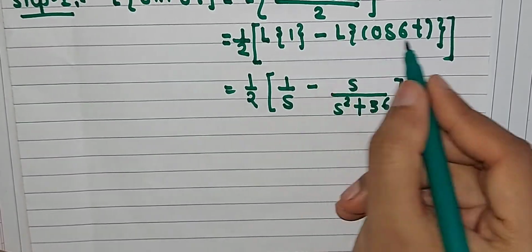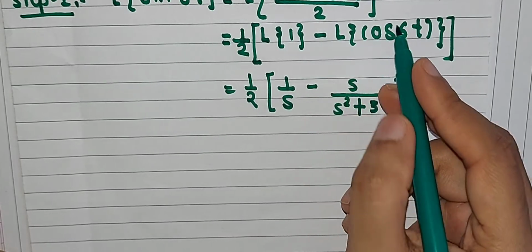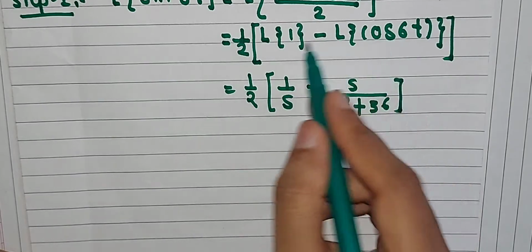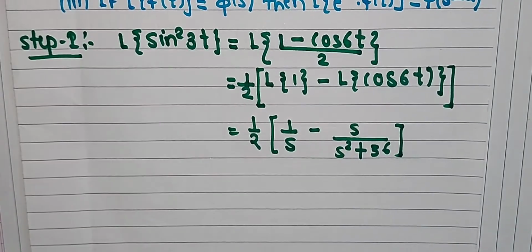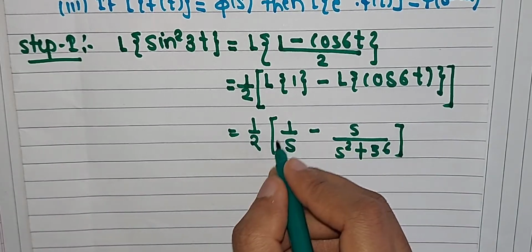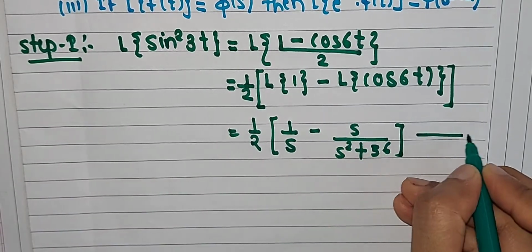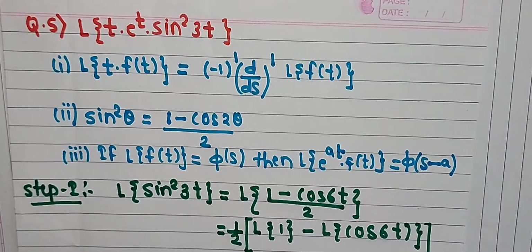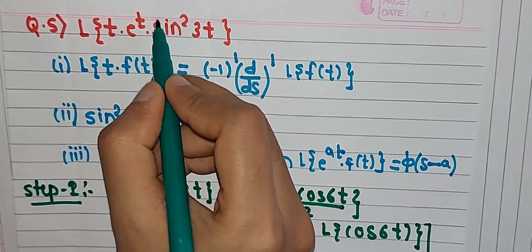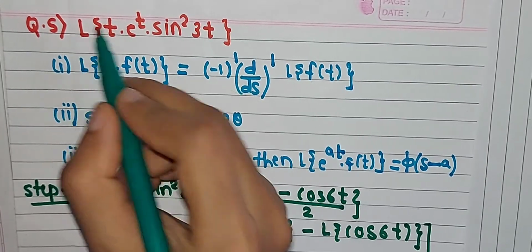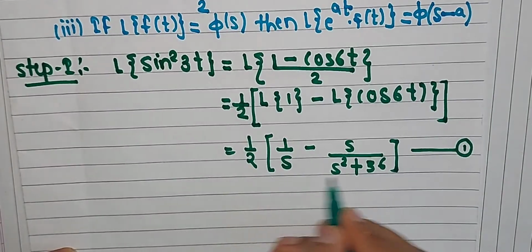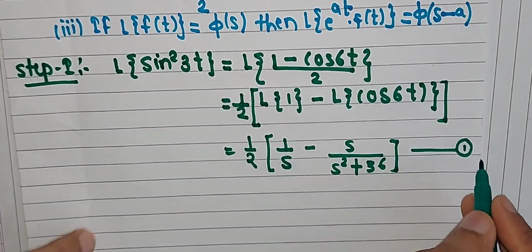So these are two Laplace transformations, and with the help of standard formulae we have obtained their values. So our step number 1 is done here. This is a function in the variable s, so we will denote it as equation number 1. We have obtained the value when we apply Laplace on the second term, sin square 3t, and we will denote this as equation number 1.